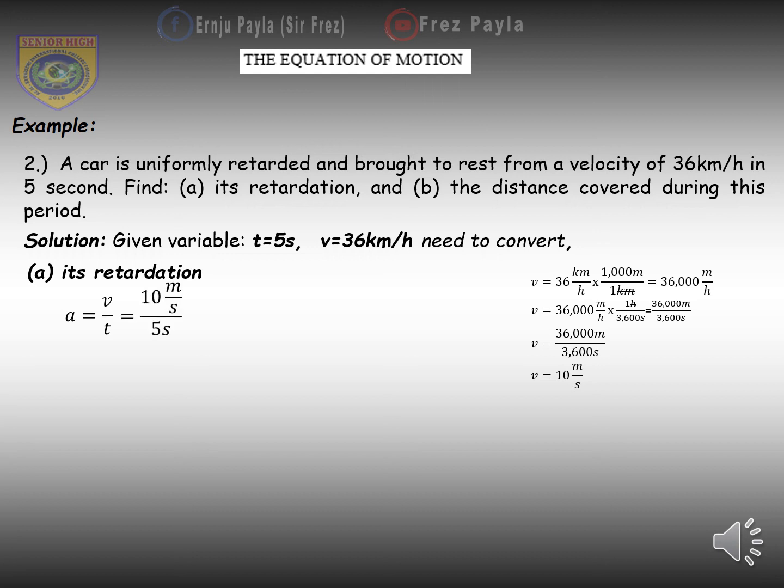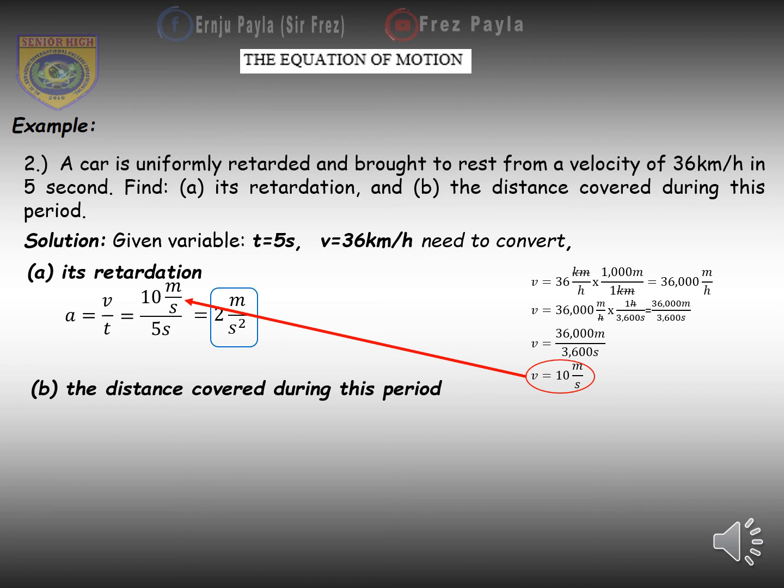Then 10 meter per second divided by 5 seconds, our time. The result is 2 meter per second squared. That is the acceleration, using the 10 meter per second we converted. The final answer is 2 meter per second squared.